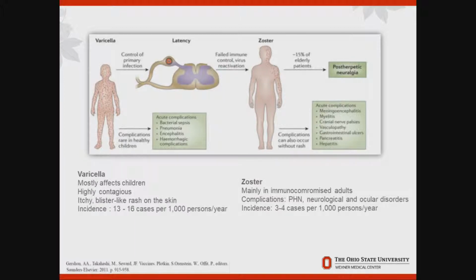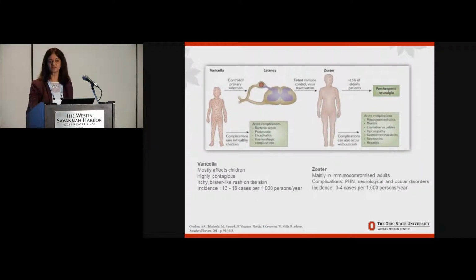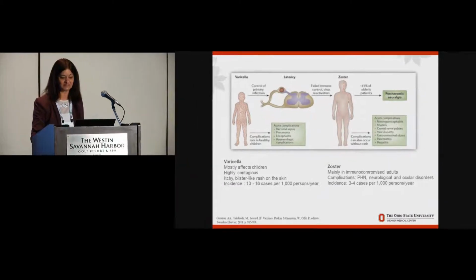And complications in an immune competent individual, youngsters even, are rare. However, should there be complications, it can lead to bacterial sepsis, pneumonia, encephalitis, hemorrhagic complications, right? And these complications actually tend to be more severe when one gets shingles. And shingles is something you see more in the elderly population. So patients who are 60 years or older have a risk of 30% of developing shingles. And by age 80, 85, your probability of getting shingles goes up to 50%. So it is not fun getting old. But it is just the nature of life, I guess.